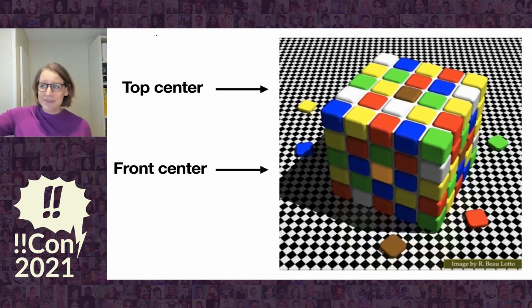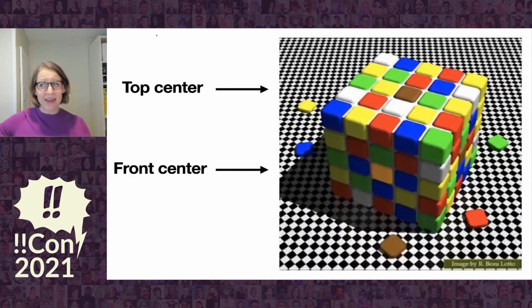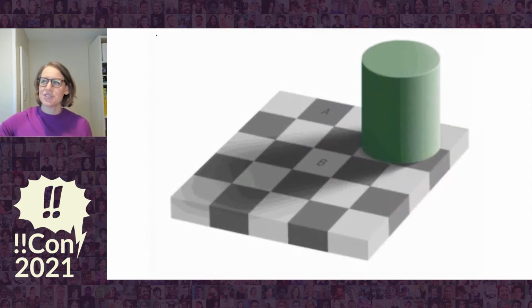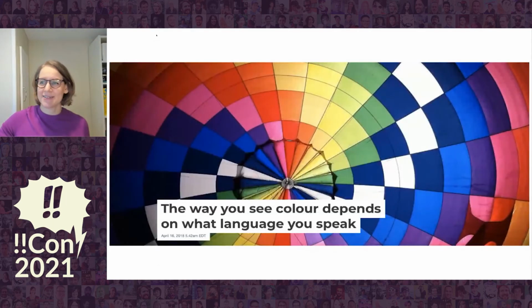So here, the top center square and the front center square are actually the same color, but our eyes are really good at trying to figure out what the lighting conditions are and then making assumptions based on that. Here's another, A and B are actually the same color. And even when we connect them, it's hard for me to believe that. I almost see that as a gradient.